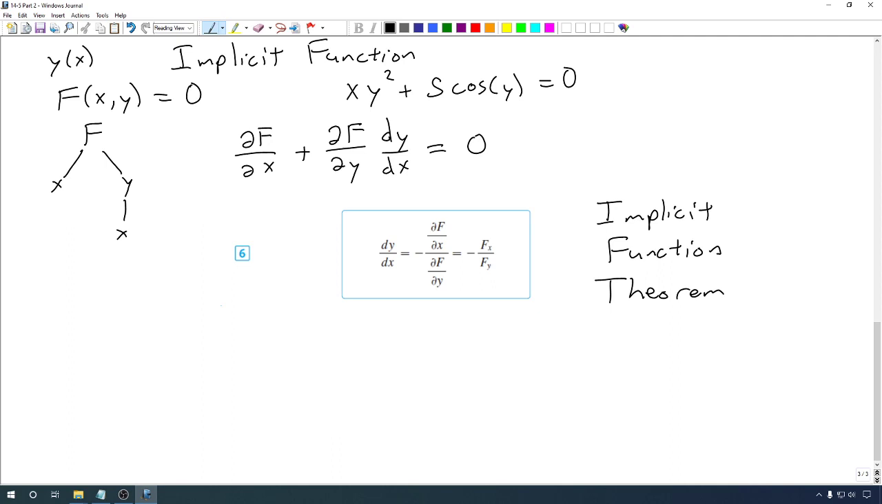You don't have to worry about the condition about continuous partial derivatives. The main thing to worry about is whether or not f sub y is 0. If that's 0, then obviously the formula breaks, and it should be fairly obvious in that case that things aren't going to work out nicely.